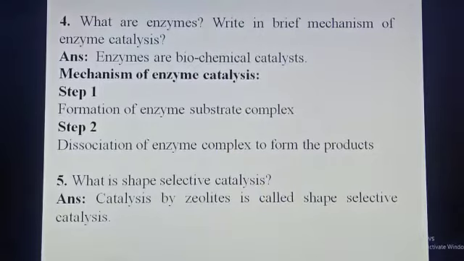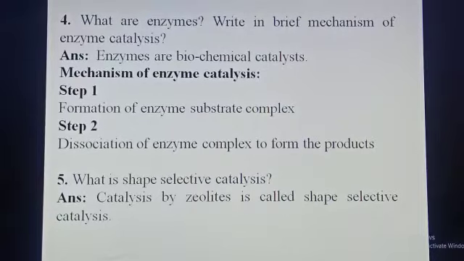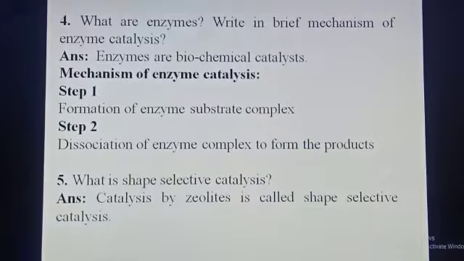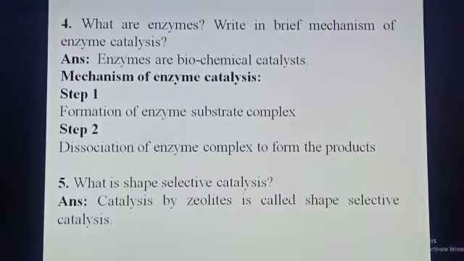The fifth question is, what is shape selective catalysis? This we have already discussed during the lecture. Catalysis by zeolites is called shape selective catalysis. So the catalysis which is done by zeolite is known as shape selective catalysis. So these are the 5 questions. In the next lecture we will do our next topic, that is preparation of colloids.